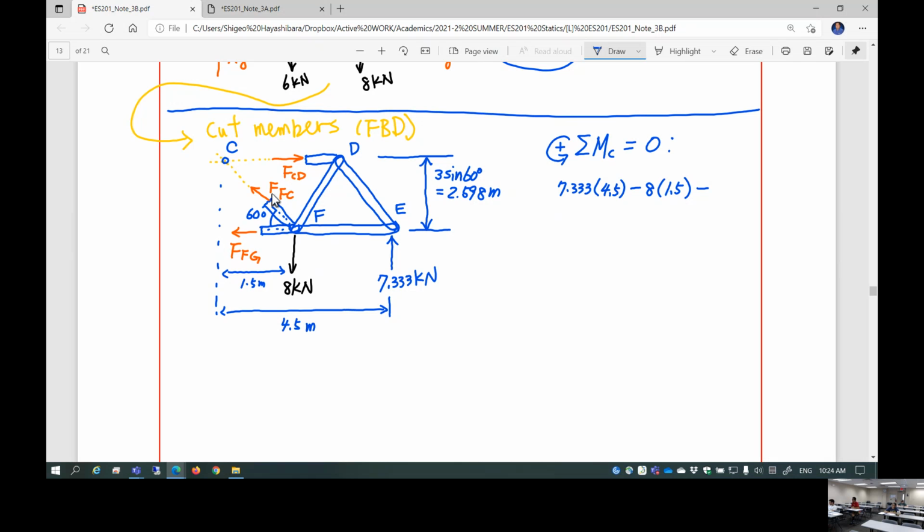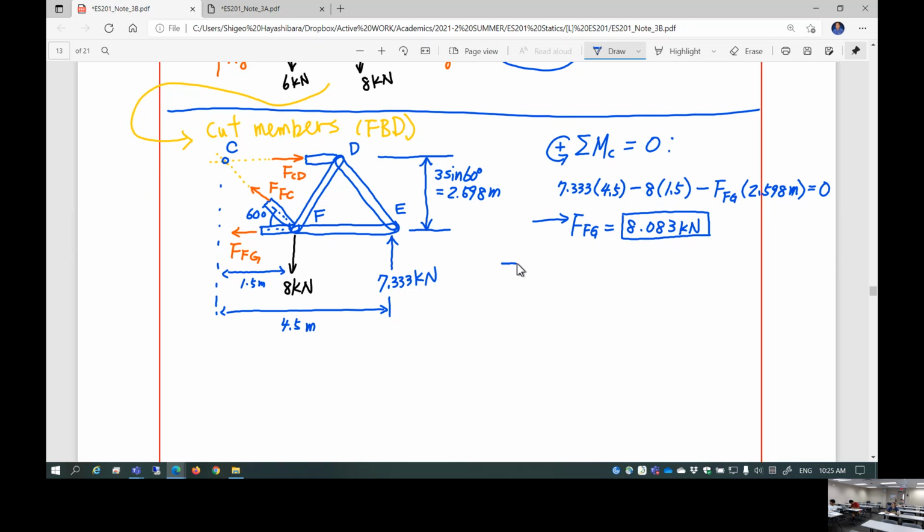And of course, those two do not create any moment at point C, but FFG creates negative moment, which is this distance. That's right, 2.598 meters. All three of them set equal to 0. This is going to get you FFG, which is 8.083 kilonewton. Okay.